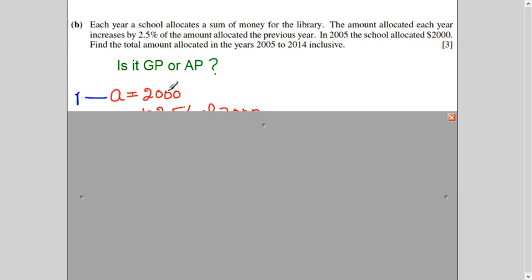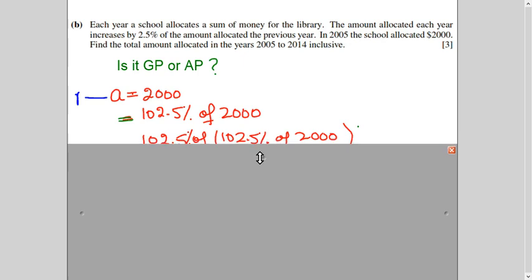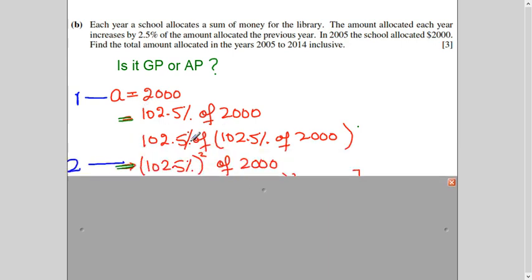So the first year, which is 2005, I'm just explaining here in further detail. Otherwise, if you just put it in the formula straight away, you will get the answer. But I'm just trying to develop a concept here. So the first year in the series, the first value is 2000. Okay, so next year what will happen? It will increase by 2.5%. So it will be 102.5% of 2000, right? So this is your value for the next year.